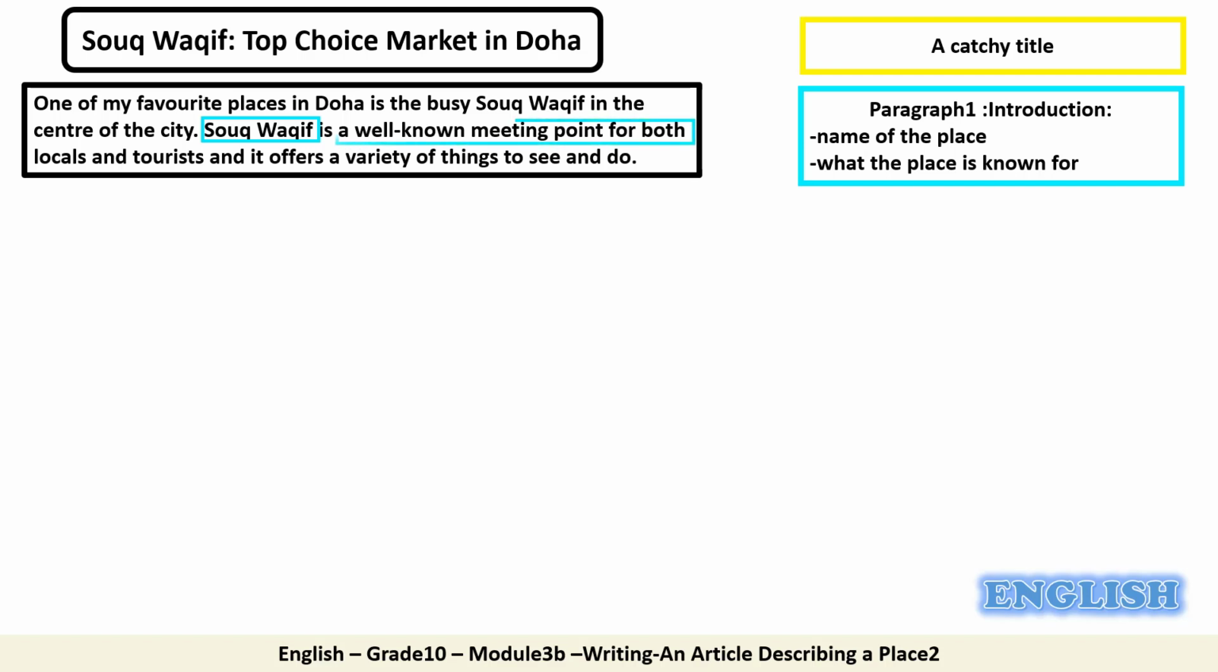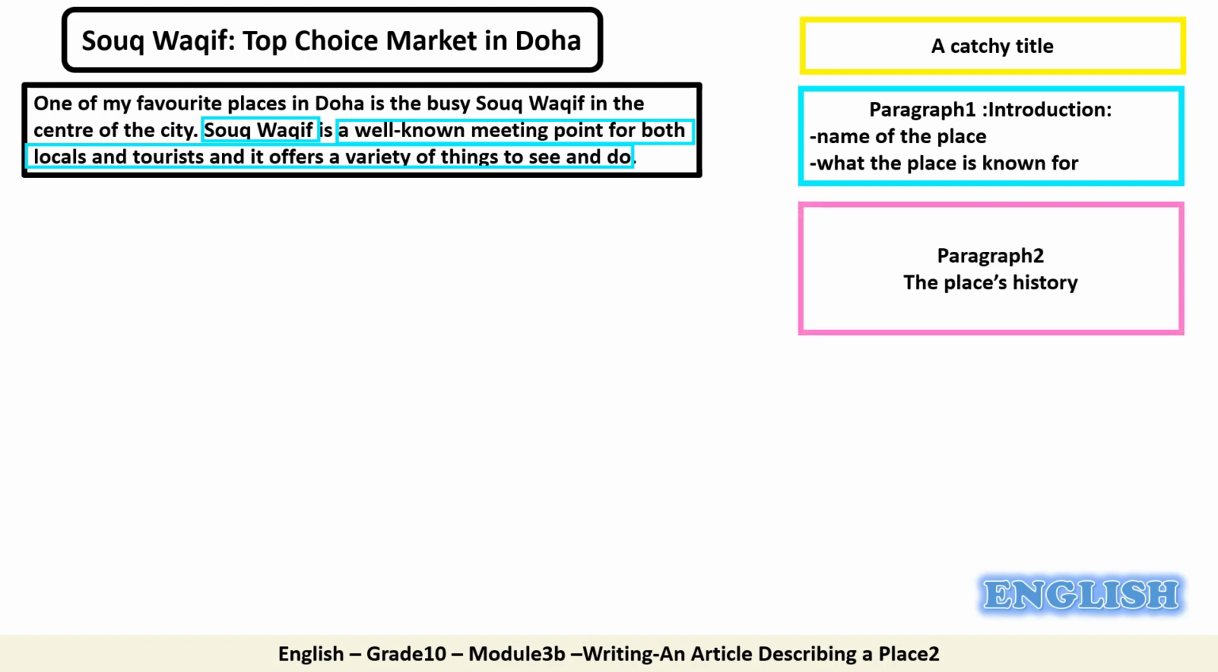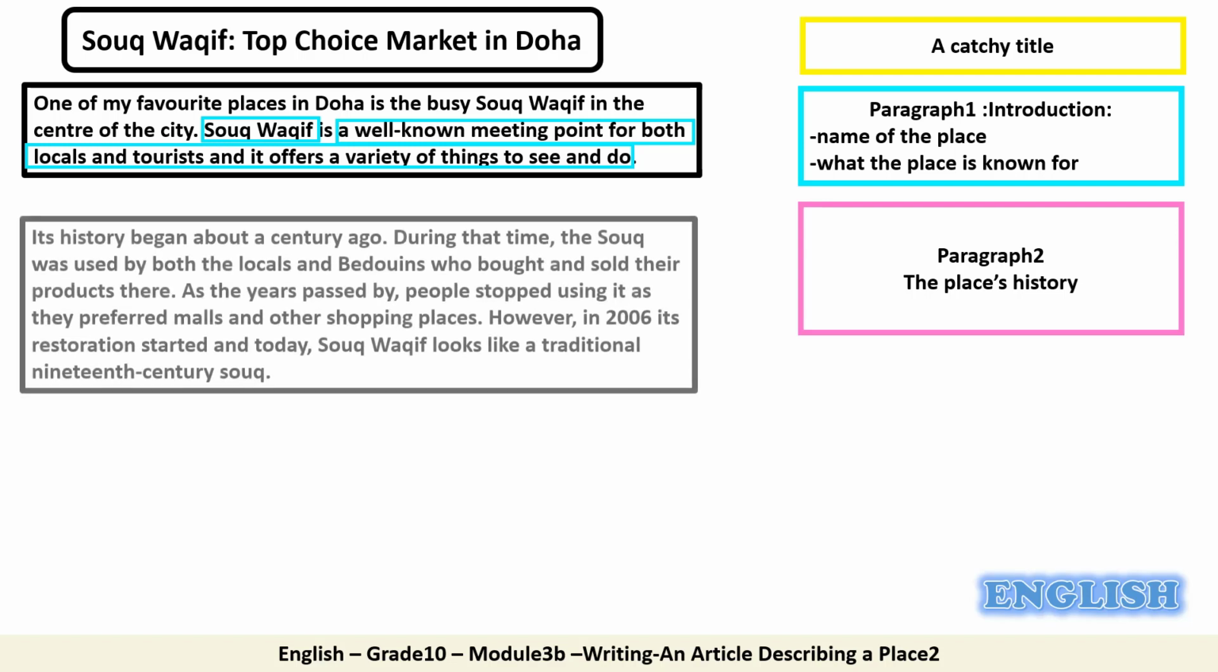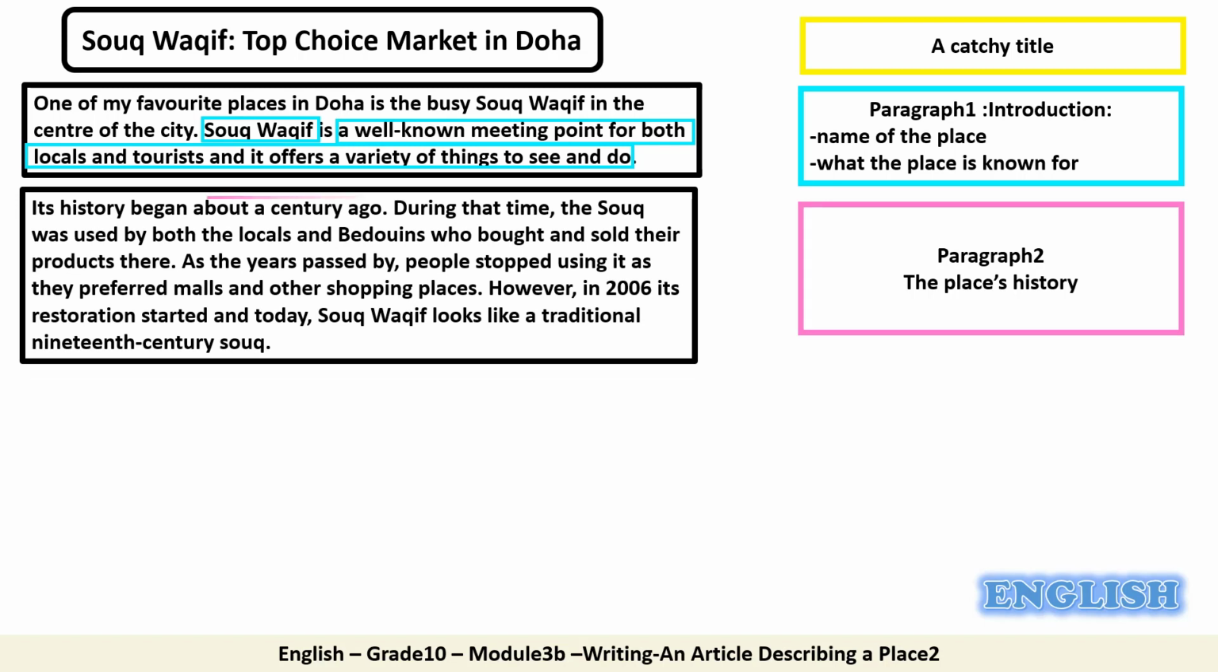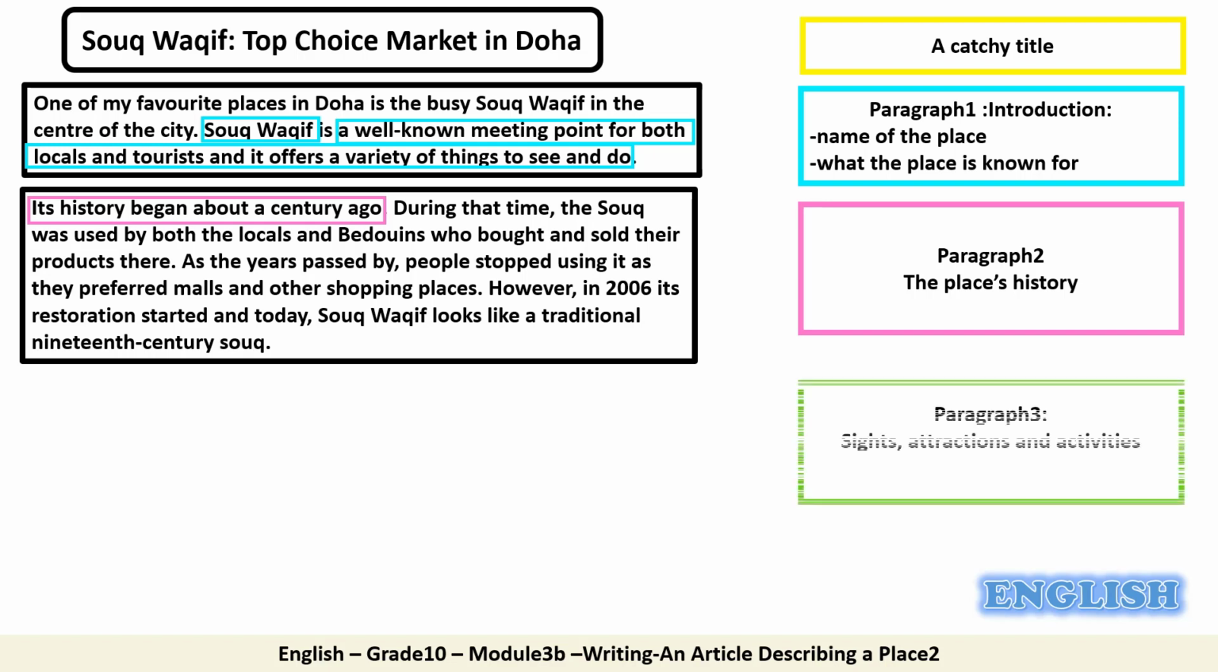Here it is a well-known meeting point for both locals and tourists, and it offers a variety of things to see and do. In paragraph 2, I'm going to talk about the place's history, and don't forget that I have to use the past simple tense. So, its history began about a century ago, and I can give more details.